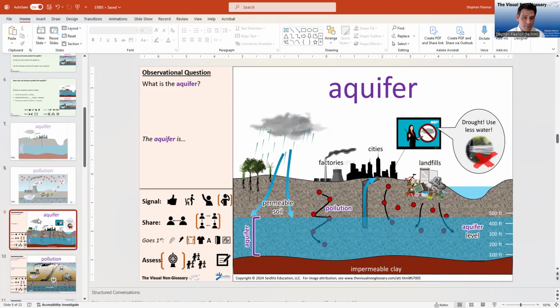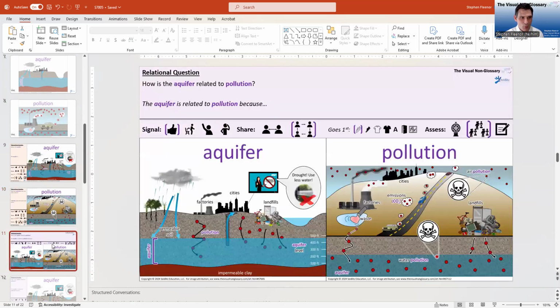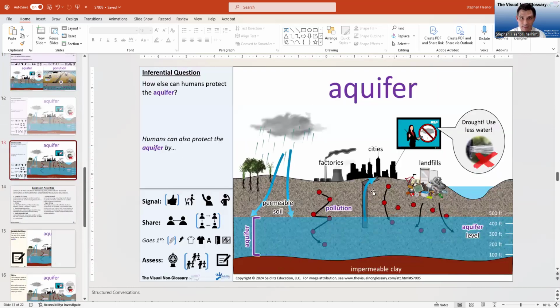Now, the Visual and Glossary lesson plans are going to show a vocabulary word with the structured visual, but they'll also show structured visuals for other vocabulary words that are related to this word. For example, here's a visual for the vocabulary word pollution, and you can see how it's related to an aquifer because pollution ends up in the aquifer. It will also ask the relationship between these words and show the visuals side by side. And then finally, it will ask those high-level open-ended questions. For example, how else can humans protect the aquifer?